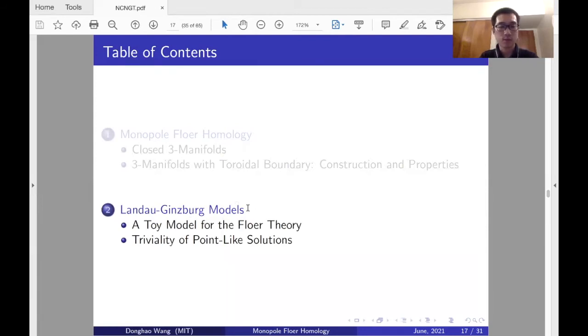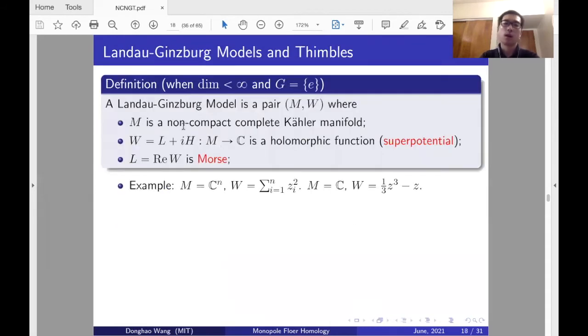So let's start with the basic definition of Landau-Ginzburg models. A Landau-Ginzburg model is simply a pair (M, W), where M is a non-compact complete Kähler manifold. W is a holomorphic function defined on M, and is usually called the superpotential in the literature. We further require the real part of W is a Morse function on M. This is the definition when the dimension of M is finite and when the structural group G is trivial, and we will later generalize this definition.